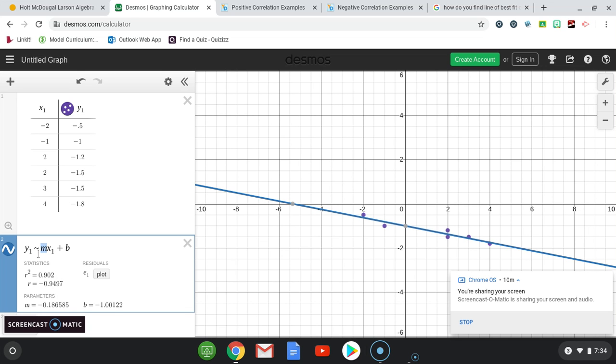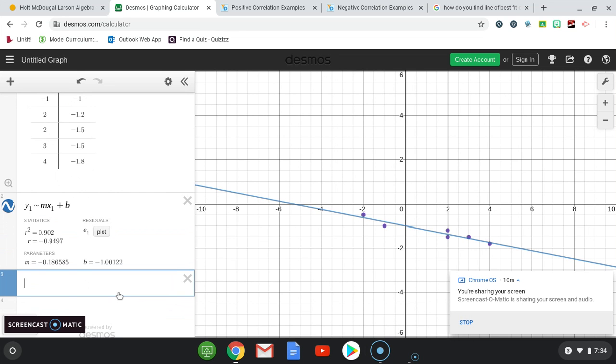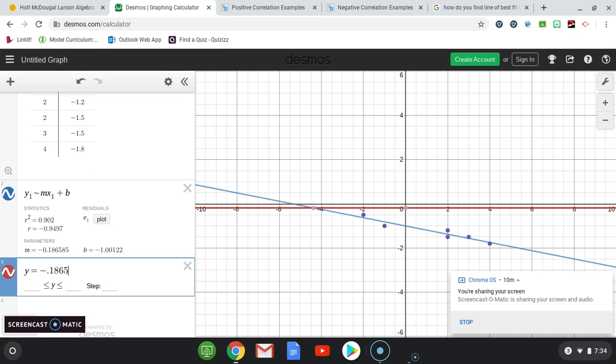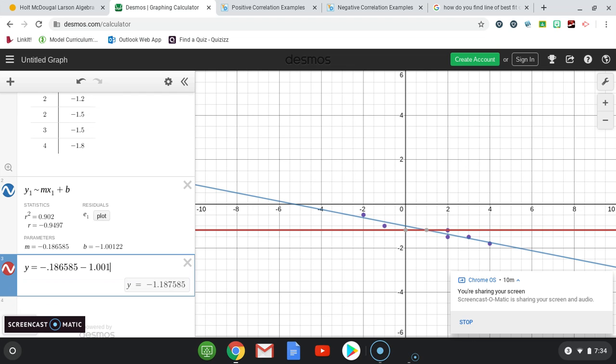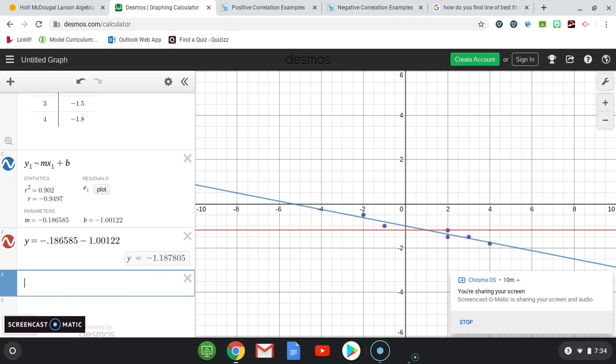If you were writing the equation of this line, so actually I'll do that underneath here. If you were writing the equation of this line, it would be y equals, and then you would put in negative 0.186585, and then you would put minus 1.00122, and hit enter, and there's the line right there, which is the same as that one.